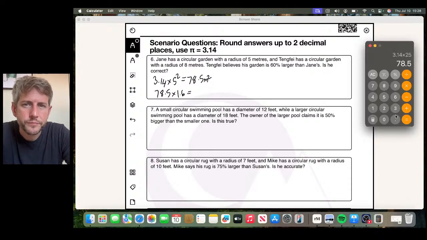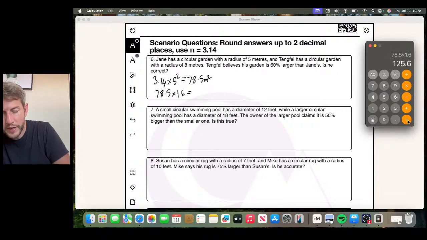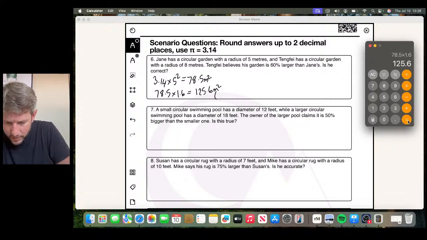Okay. And so times this by 1.6. And so this should be the size of Teng Fei's garden. I'll just put a note there, 60% bigger.